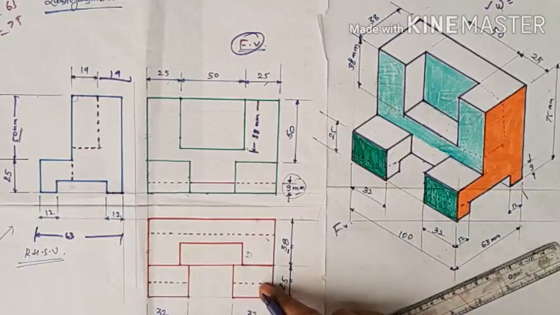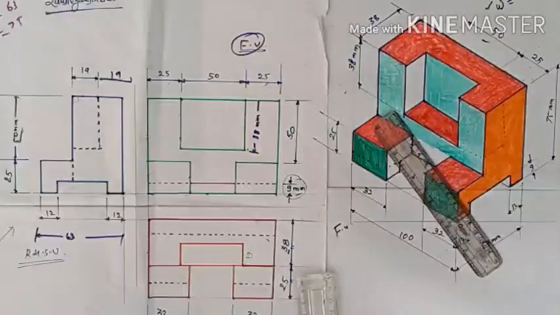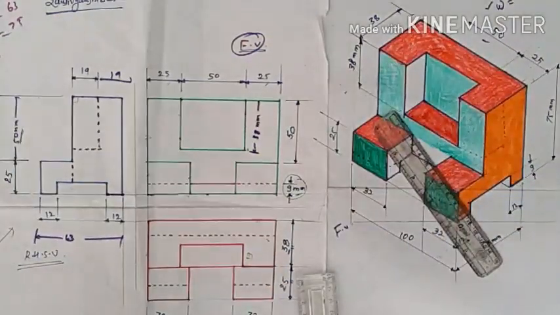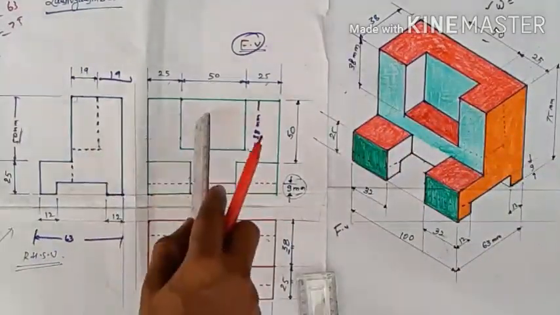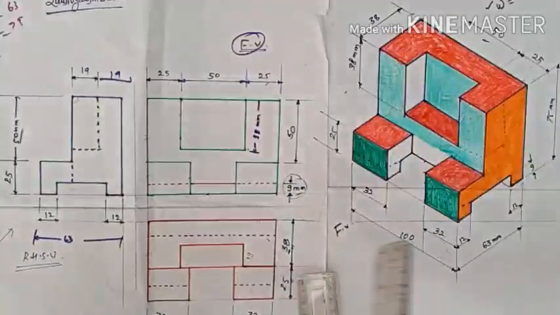I show the top view with the other pen. This color shows your side view, this green color shows your front view, and this red color shows your top view.